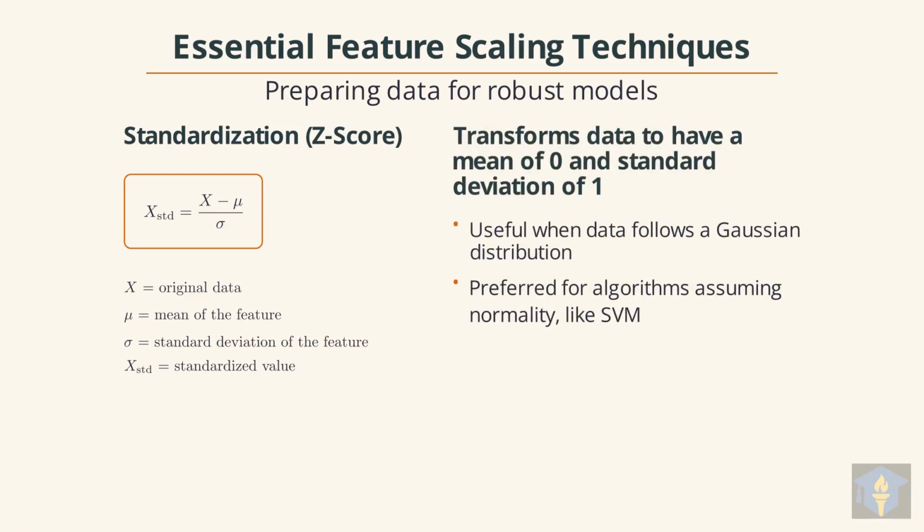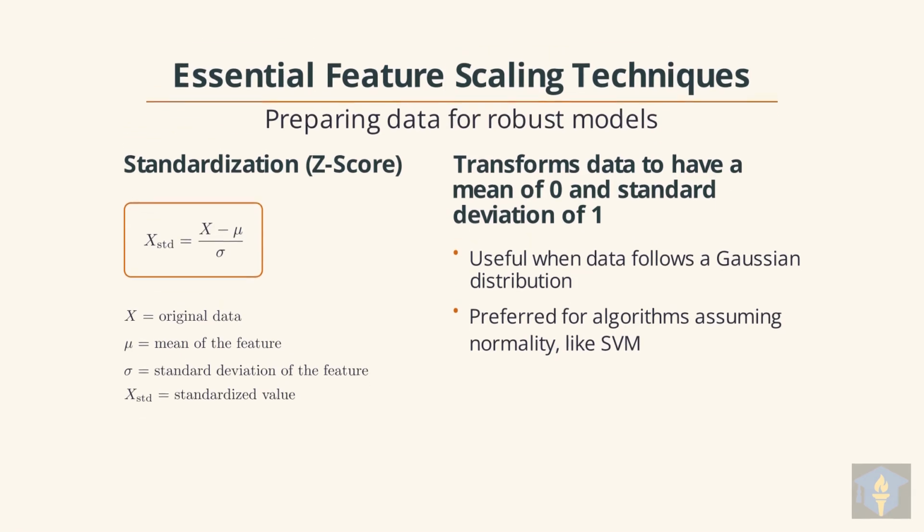Standardization transforms your data so it has a mean of 0 and a standard deviation of 1. This method is particularly useful when your data approximately follows a Gaussian or normal distribution. Algorithms that assume normally distributed data, like support vector machines, often prefer this scaling method.